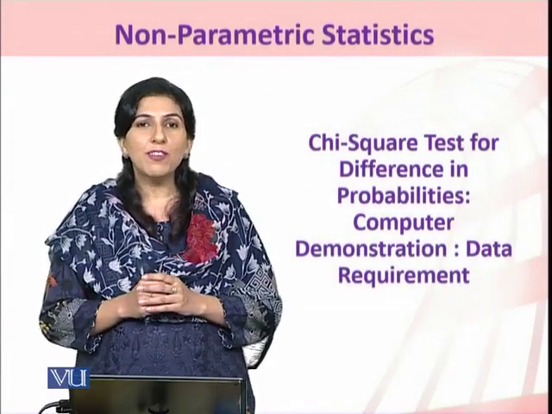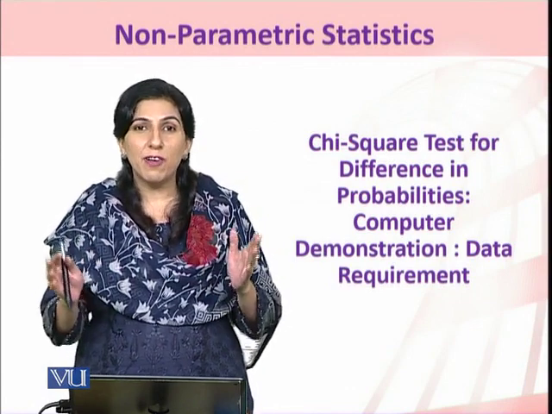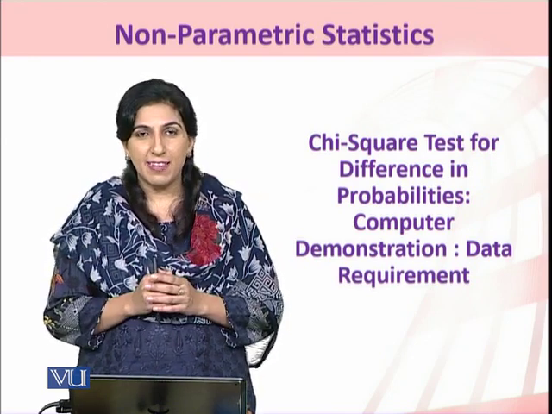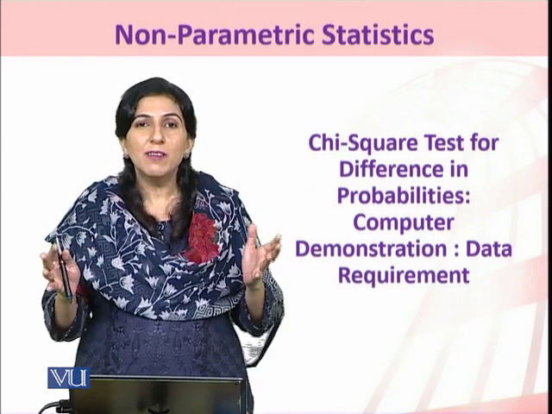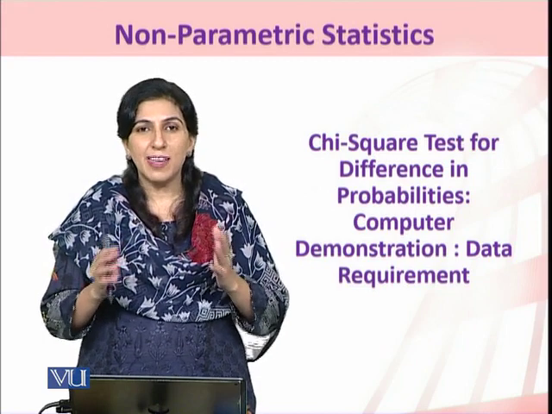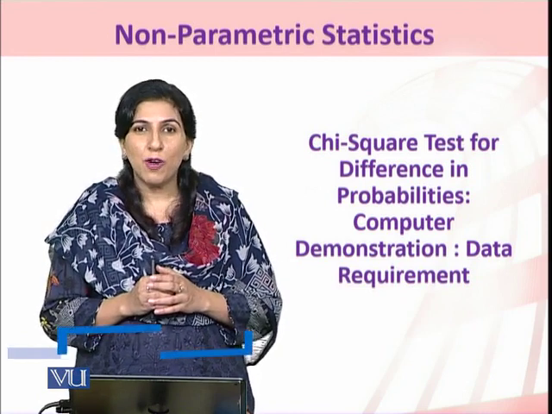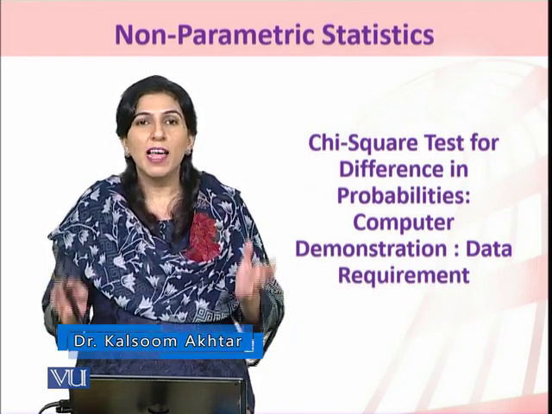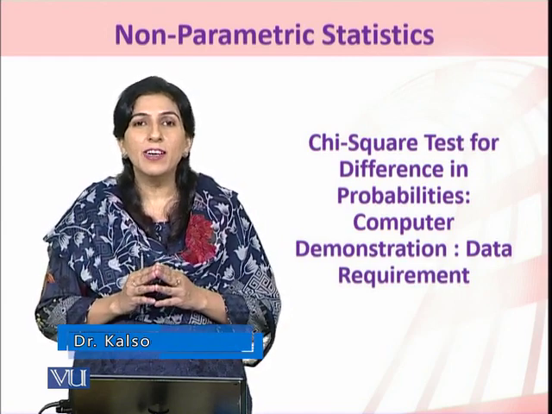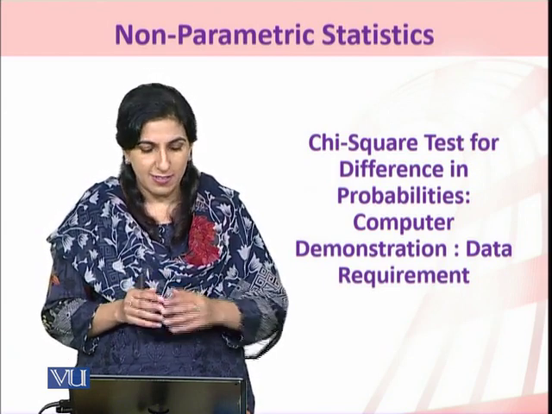Dear students, as you know, the chi-square test is used to test the equality of several proportions, and for that matter, chi-square is taken as a non-parametric test. Now, you have learned how to apply the chi-square test to the contingency table manually. In this module, we will learn the particular data requirements for applying the chi-square test for the contingency table in SPSS.